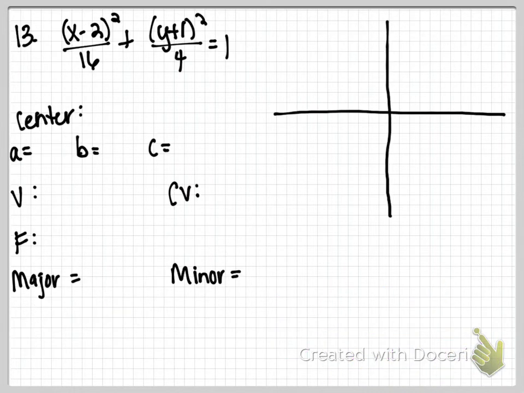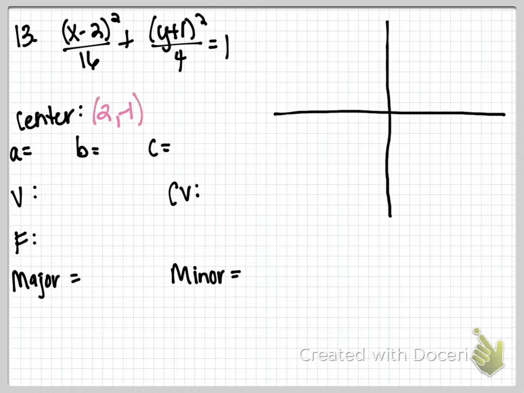All right, let's go on to ellipses. So here's number 13. It asks us to find the center, find A, B, and C, find your vertices, your covertices, your foci, your major axis length, and your minor axis length. So remember, center is paired inside the parentheses with x and y, so my center is the point 2, -1.